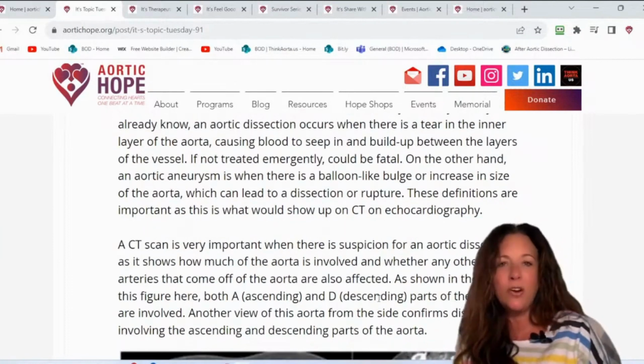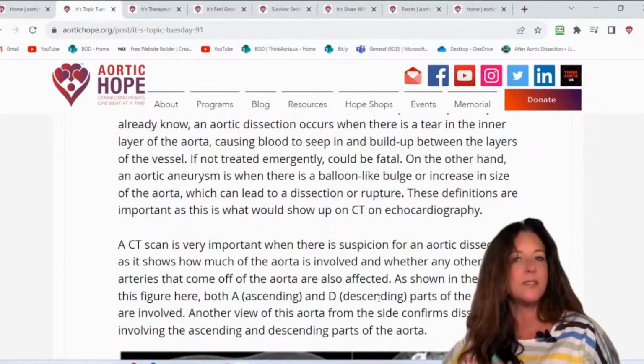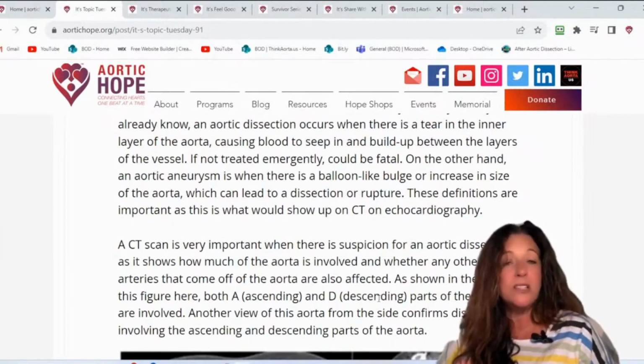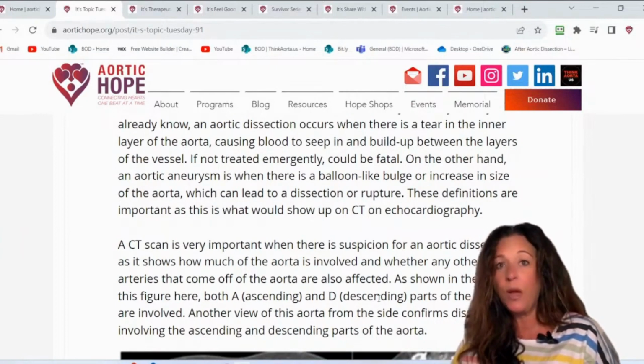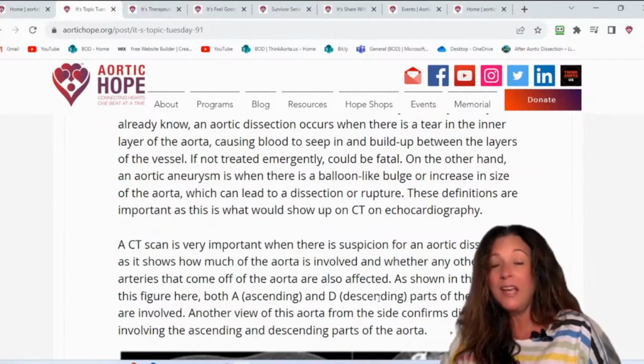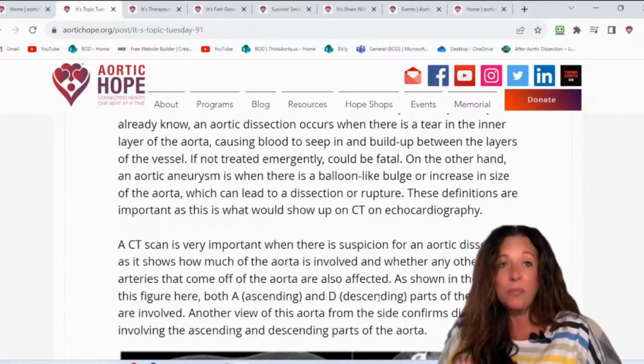A CT scan is very important, especially if there's going to be a suspicion for an aortic dissection. It's very fast, it's very accurate, and it lets you know exactly how much of your aorta might be involved and whether any of the arteries that branch off of the aorta are also affected, because that could be very problematic.